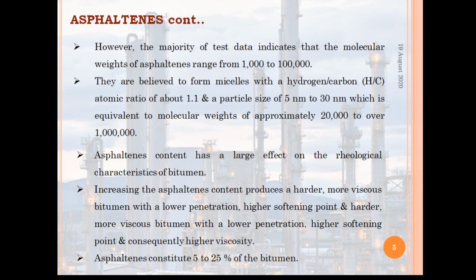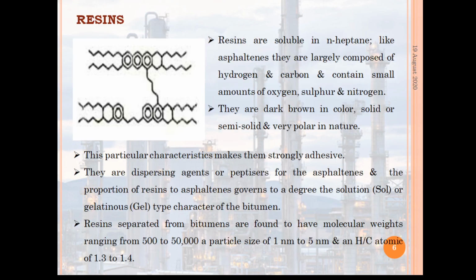So having those parameters and properties, asphaltenes are mainly used for the construction of roads. Asphaltenes constitute 5 to 25% of the bitumen.